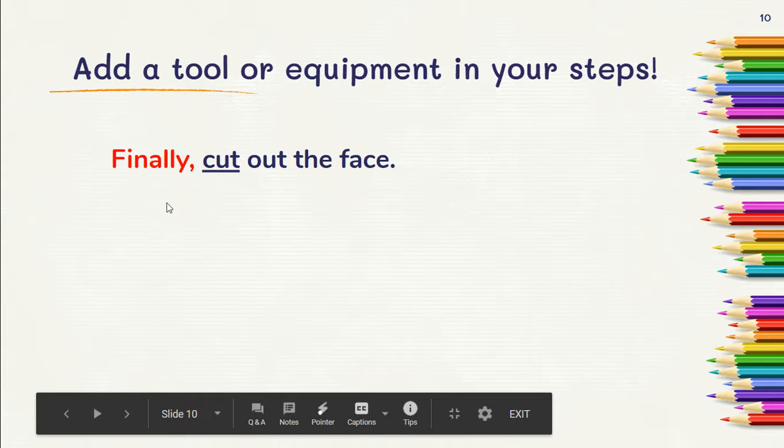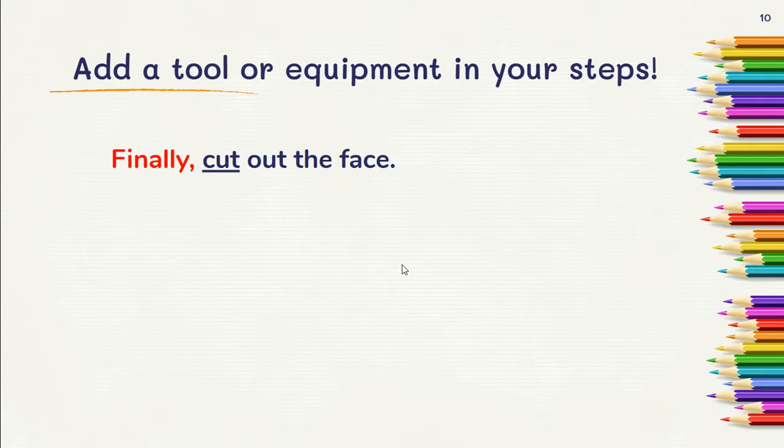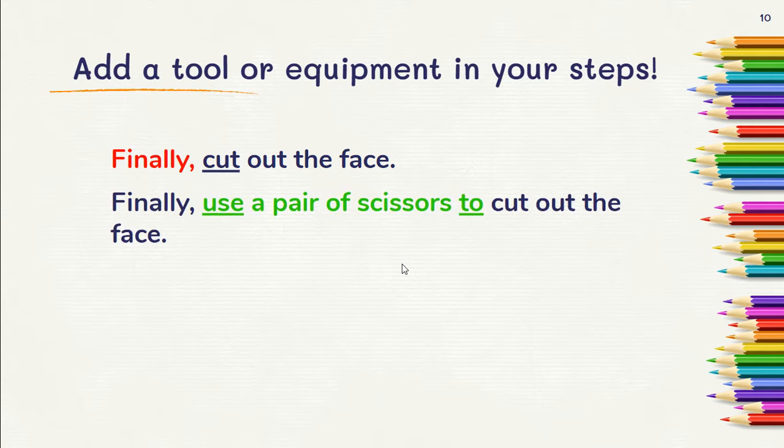So in this example, we say finally cut out the face. What can we use to cut out the face? Right, we can use a pair of scissors to cut out the face. Remember, scissors comes in plural. So we can say a pair of scissors, or if you don't want to say a pair of, you can just say use scissors to cut out the face. In that case, you don't have to write anything in front of scissors.